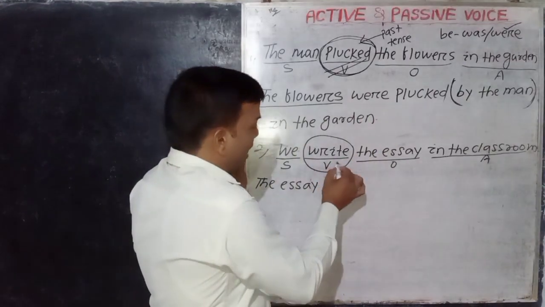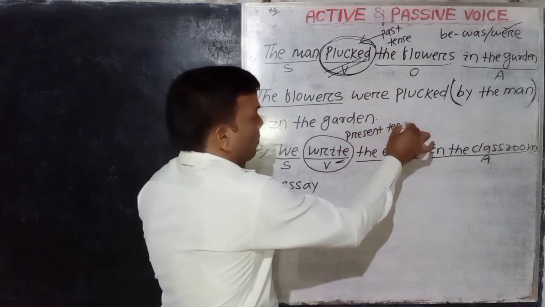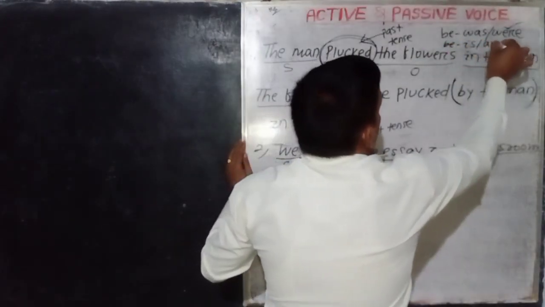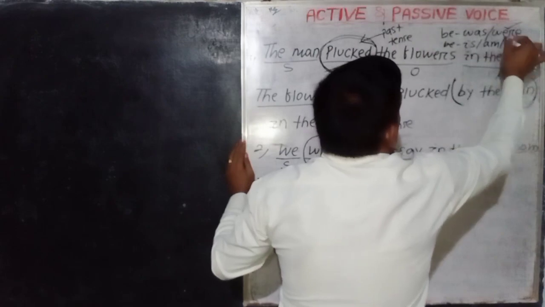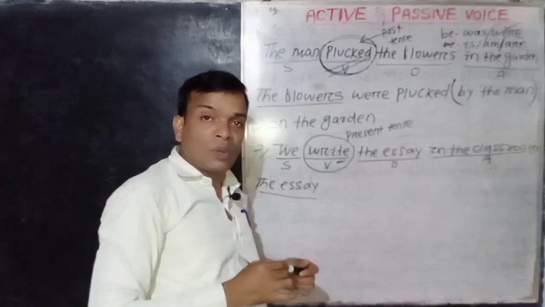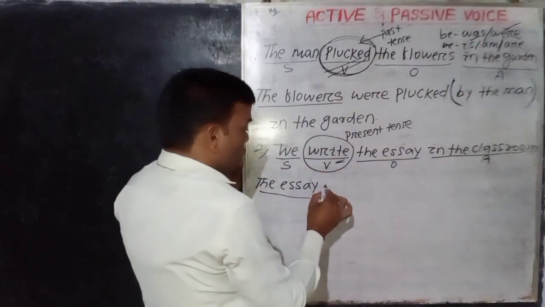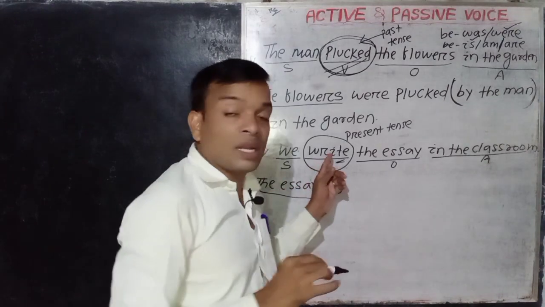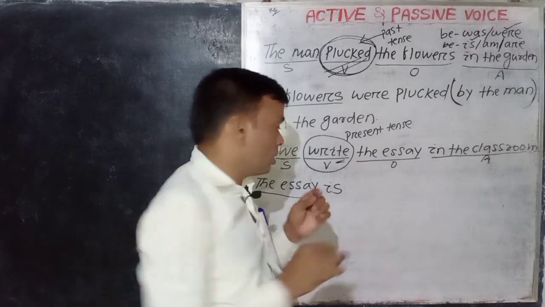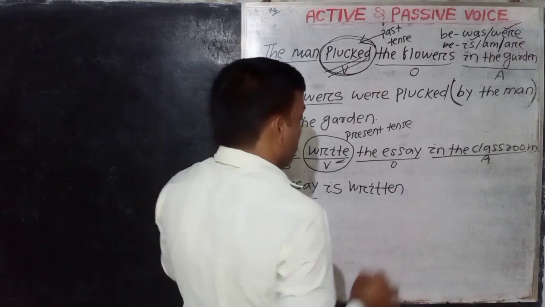See, write is in your present tense form. The main verb is in present tense form. So you know the present tense form of a be verb, that is called is, am and are. So the essay, this is your third person singular number, so the appropriate form is. Clear? So the essay is. Then write the past participle and V3, write, wrote, written. So the V3 or past participle form of the main verb write, that is called written.